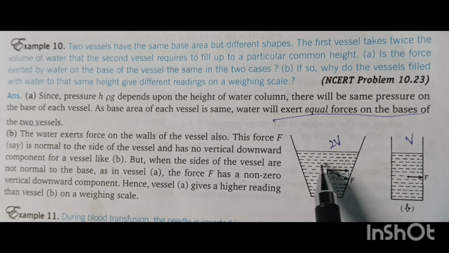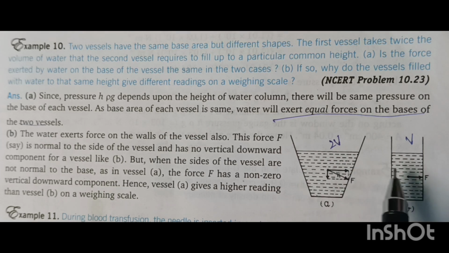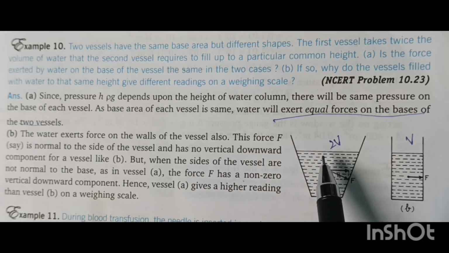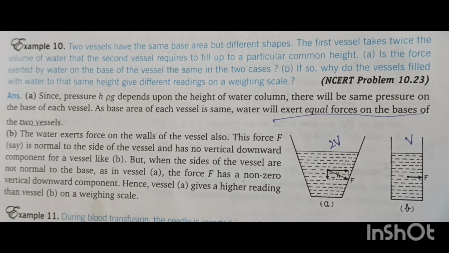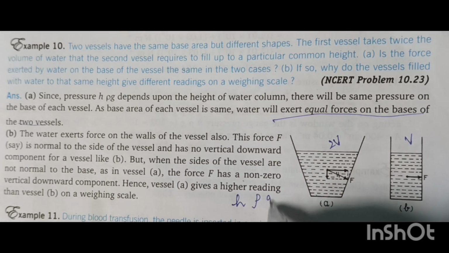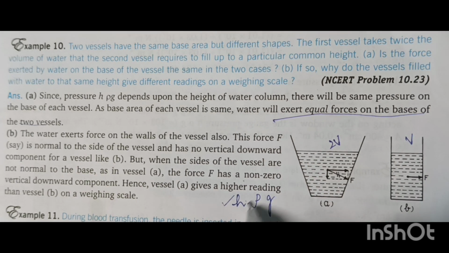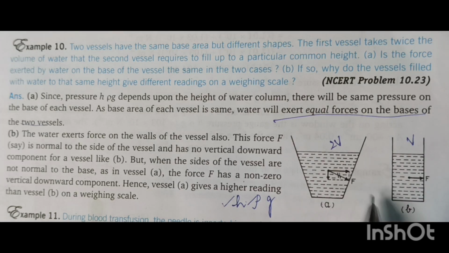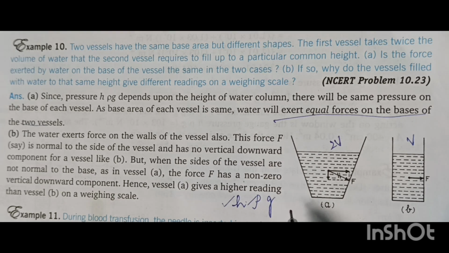But if you see here, it occupies twice the volume of this one. You can see the volume of this vessel is more than this vessel, but the height of the water column is the same. So the first question is: is the force exerted by the water on the bottom of the vessel the same or not? Now we know the pressure because of the height of a water column is H rho G. So it is dependent upon height and upon the density of the liquid. Here the height of the liquid is the same in both cases, and the density of the liquid is also the same in both cases.